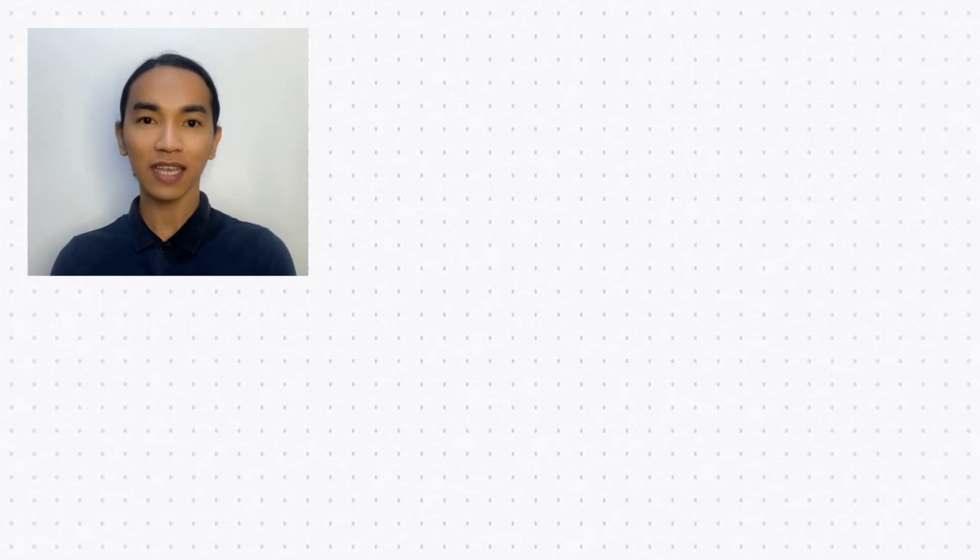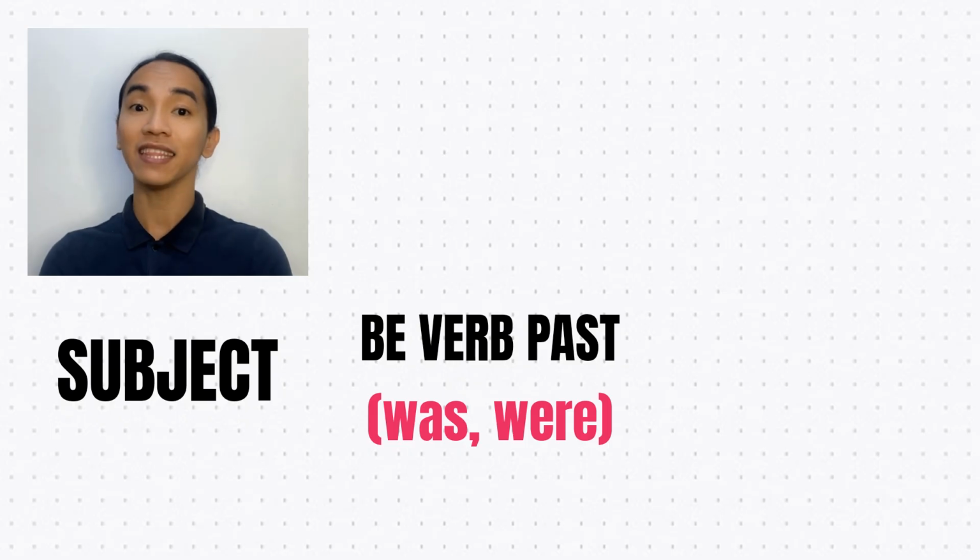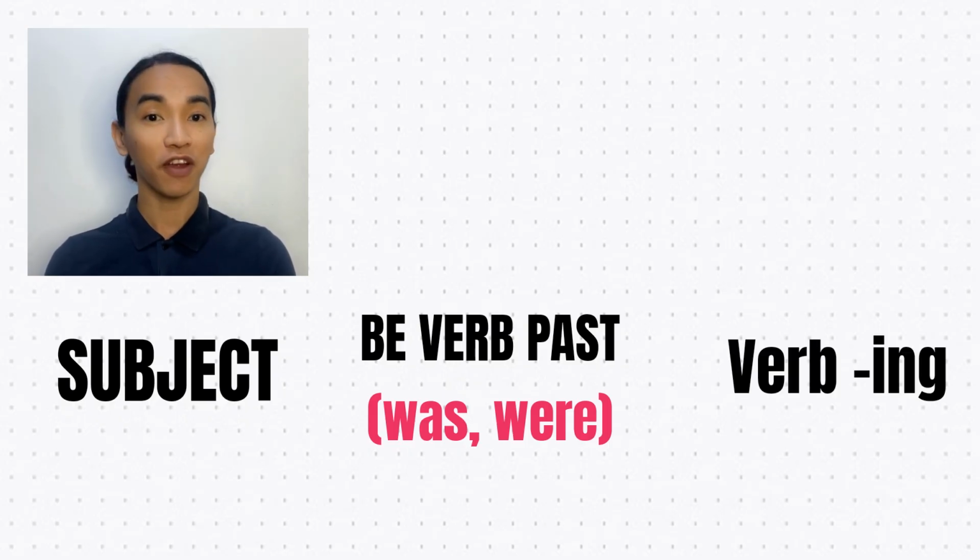Now, after we understand when we use the past continuous tense, let's talk about its forms. To begin with, the normal sentence form for the past continuous tense would be subject, be verb in the past form, then verb plus ing. Now you have to understand your be verb in the past form would be was and were. All right? Be verb in past form, was and were, plus verb ing.